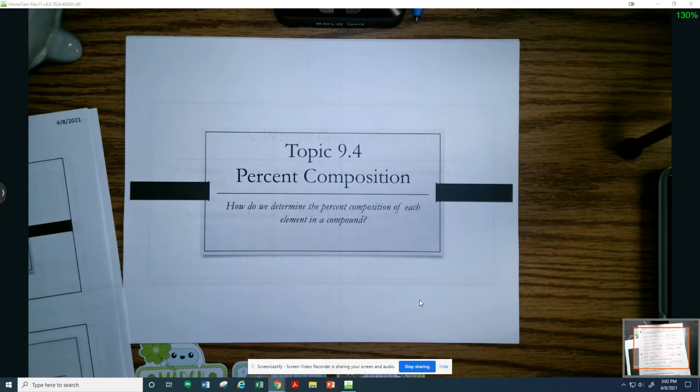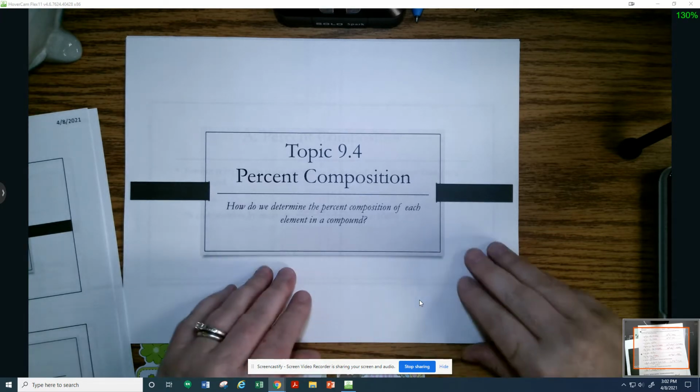We are going to take a little bit of a break from conversion, so you're probably relieved for that. So we're going to take a pause for a minute and move on to what's called percent composition.